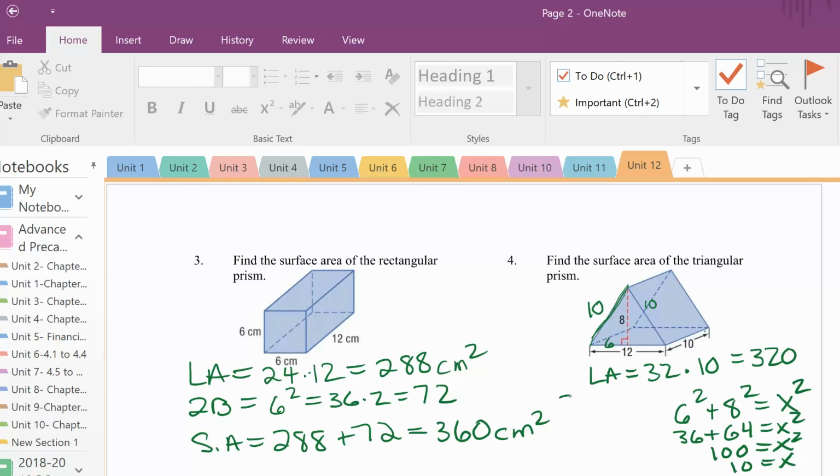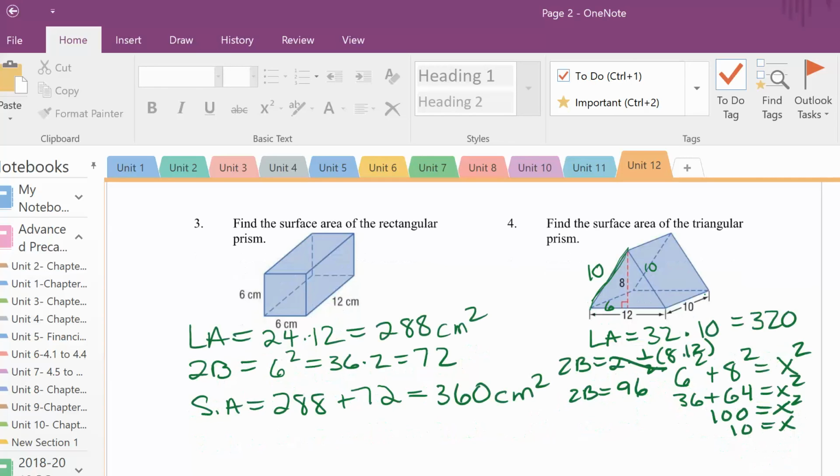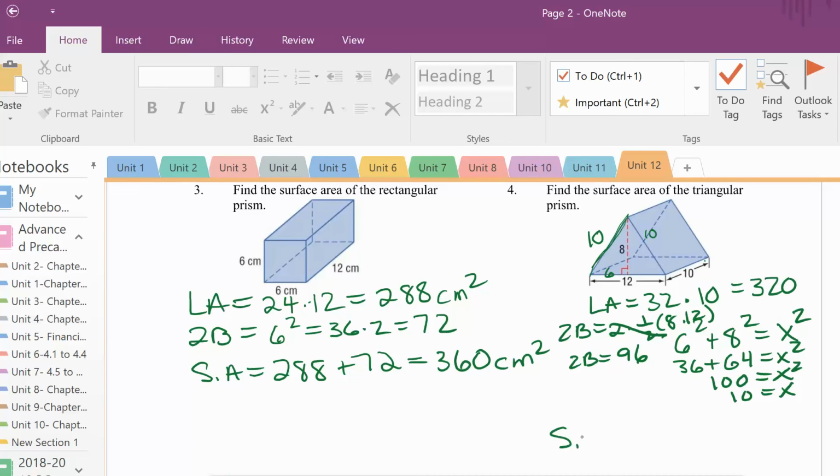Then the area of the two bases is 2 times 1/2 times 8 times 12, so basically 8 times 12 is equal to 96. So the surface area is 320 plus 96, which is equal to 416 square units.